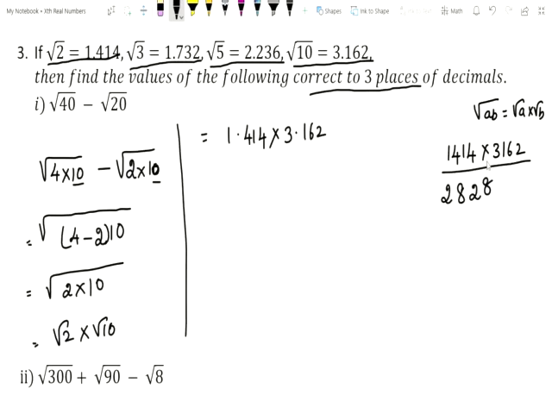Next multiply with 6. 6 fours are 24, 4 remaining 2. 6 ones are 6, 6 plus 2, 8. Now multiply with 1, 4, 1, 4, 1. Okay. Next multiply with 3. 3 fours are 12, 2 remaining 1. 3 ones are 3, 3 plus 1, 4.